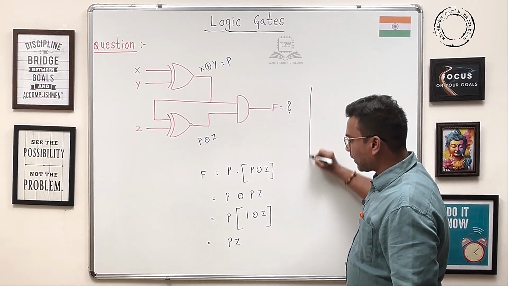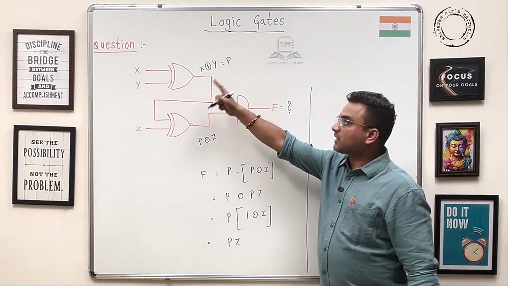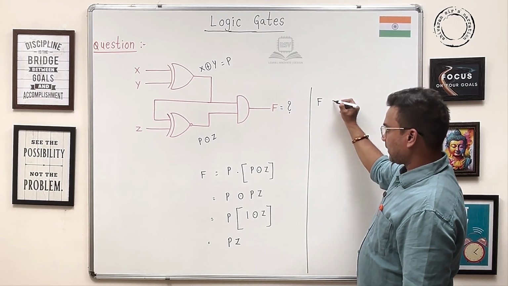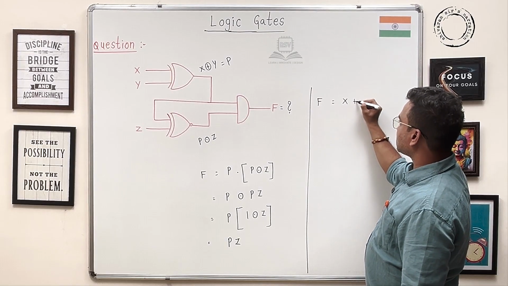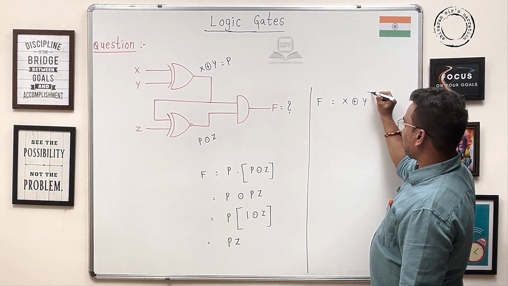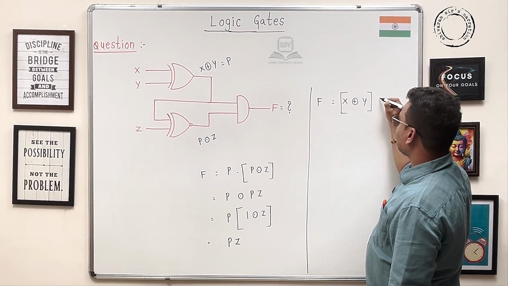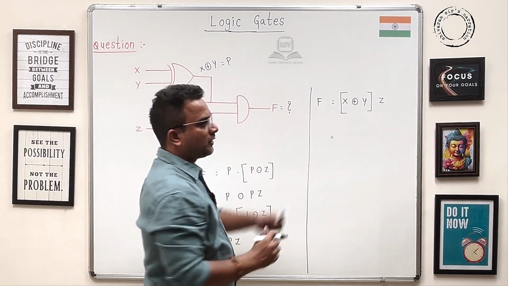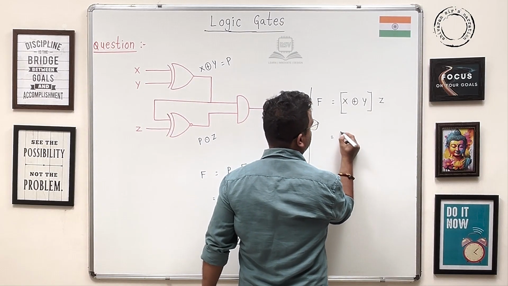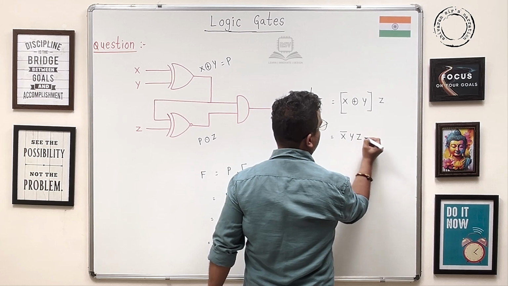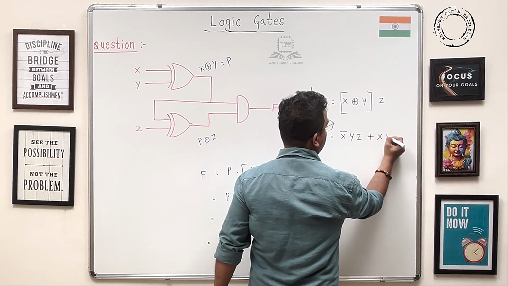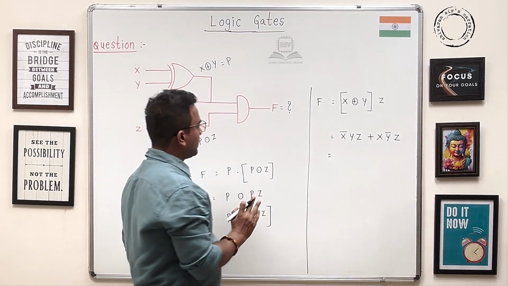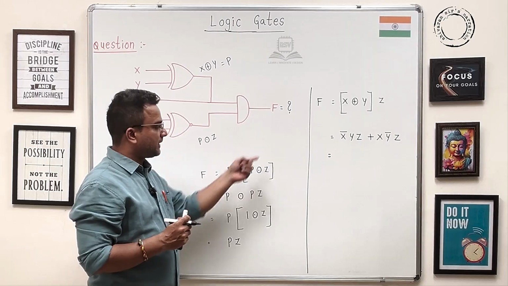But actually guys, what is P? It is X XOR Y. Hence, here we can say this is X XOR Y into Z. Okay. Now, if you consider the XOR operation, then we get X bar Y Z plus X Y bar Z. This is the expression for the given Boolean function for the design.